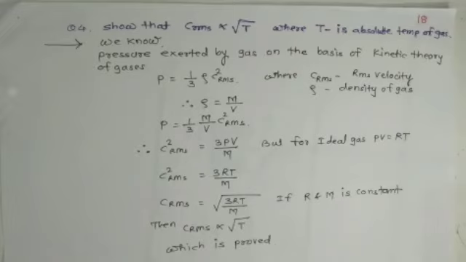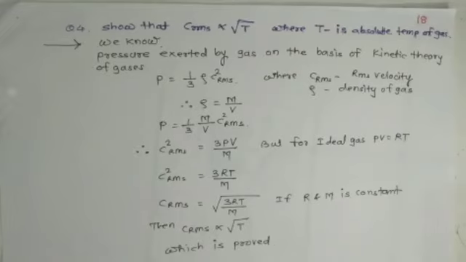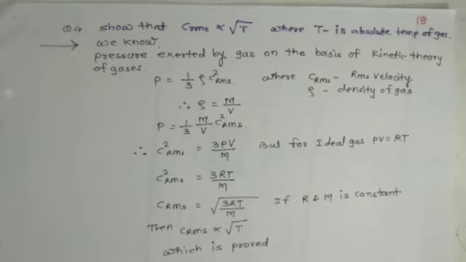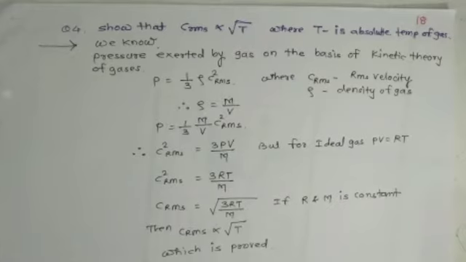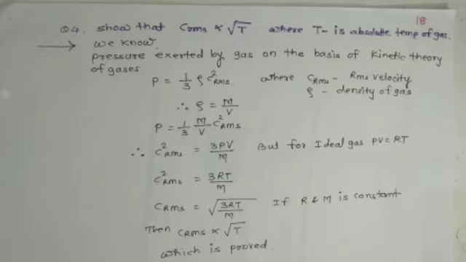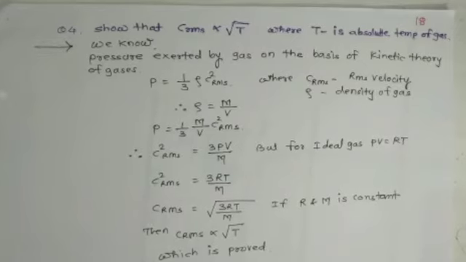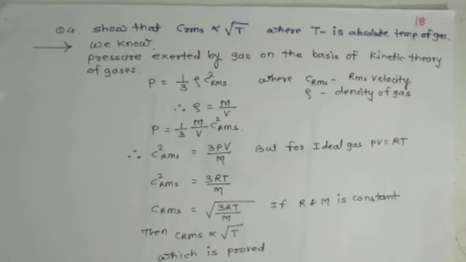If we take the square root on both sides, C RMS is equal to square root of 3 R upon M into capital T. If R and M are constant, then C RMS is directly proportional to square root of capital T, which is proved.